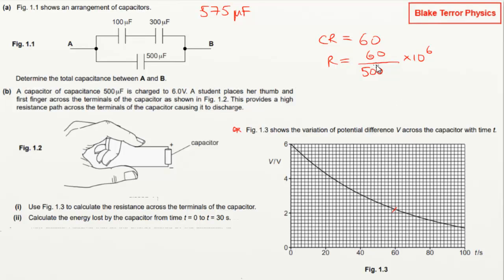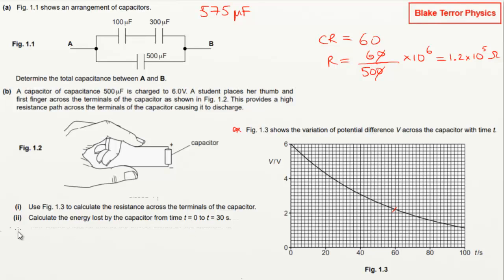So that's going to be, get rid of those, that'll be 10 to the 5 rather than 10 to the 6, and we'll have 6 over 5 is 1.2. So 1.2 times 10 to the 5 ohms. Excellent. Calculate the energy lost by the capacitor from time t equals 0 to t equals 30.